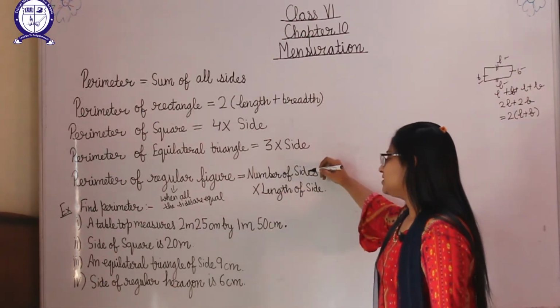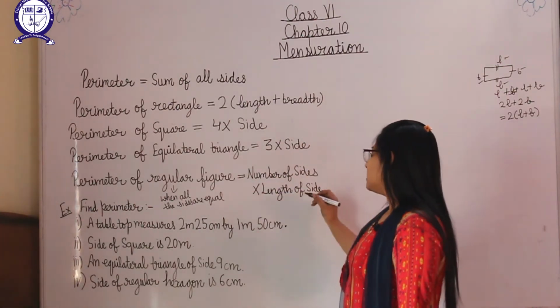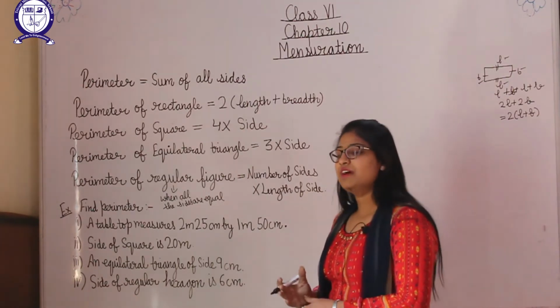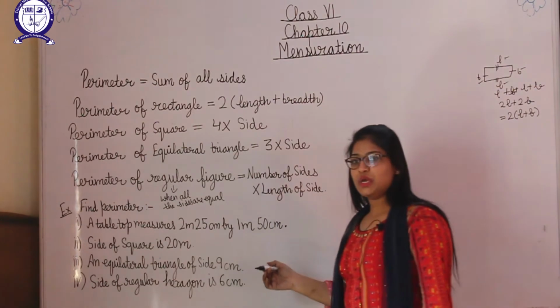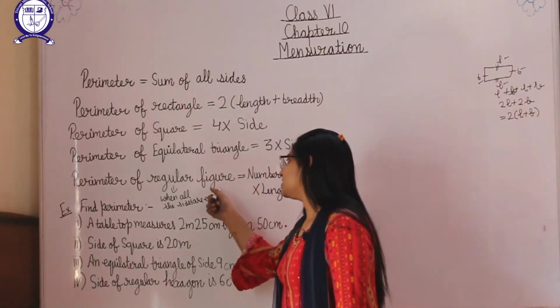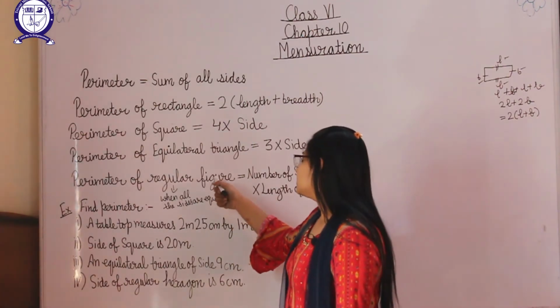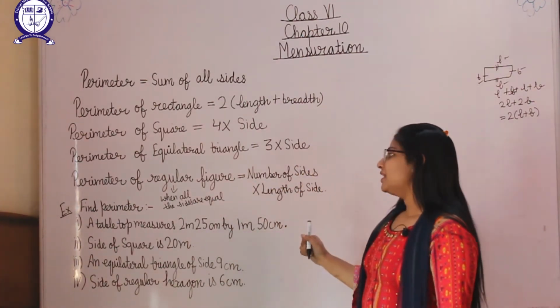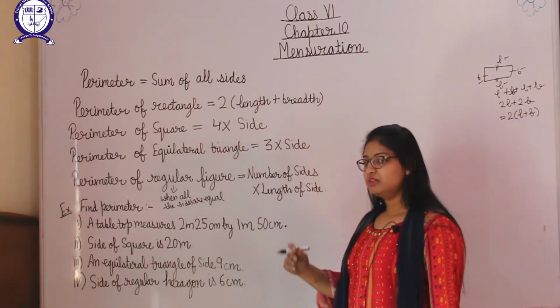Okay, how many sides does the figure contain, multiplied by the length of that side. Why? Because we know that all the sides must be equal, right? So if the figure has 5 sides, then 5 into side. If it is a hexagon, then 6 into side, right? If it is a heptagon, then 7 into side will be the perimeter, right?